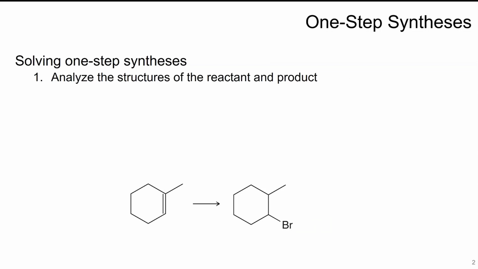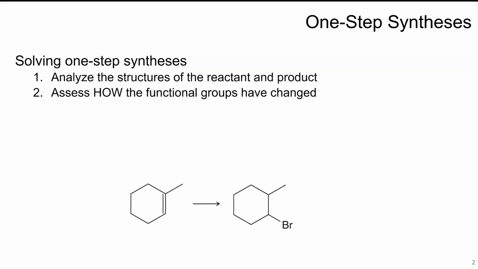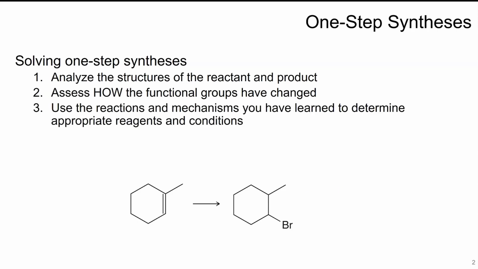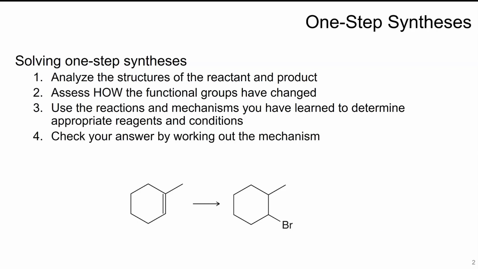When we're looking at solving one-step syntheses, you want to analyze the structures of the reactant and the product. Look at how the functional groups have changed from one to the other. In this reaction below, we see that it has gone from an alkene to an alkyl halide. Then you want to think about what reactions and mechanisms you know in order to determine the reagents and conditions. And then lastly, check your answer by working out the mechanism.